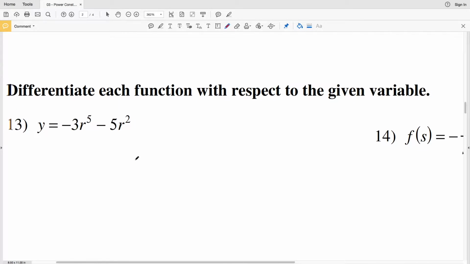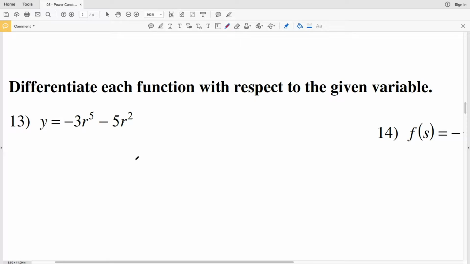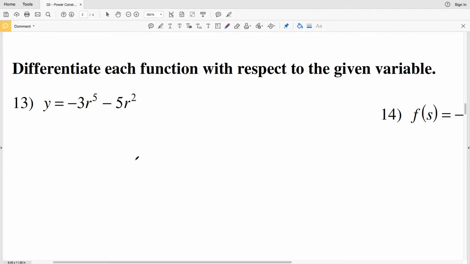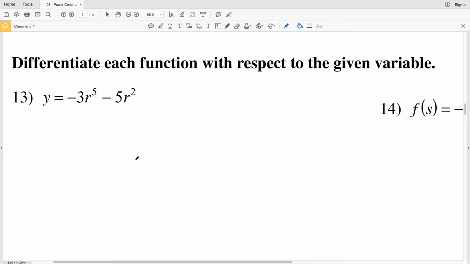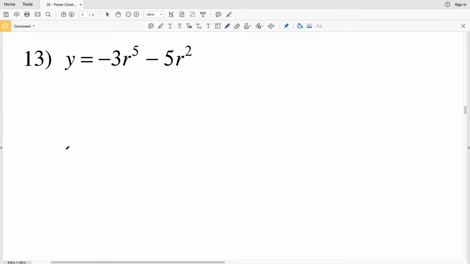Now for our next section, we're going to be differentiating each function with respect to the given variable. So this is not necessarily dy with respect to x. We're given different variables, so we're finding the function's derivative with respect to that given variable. So looking at number 13, we're finding the derivative of y with respect to our variable r. But the same rules are still going to apply.